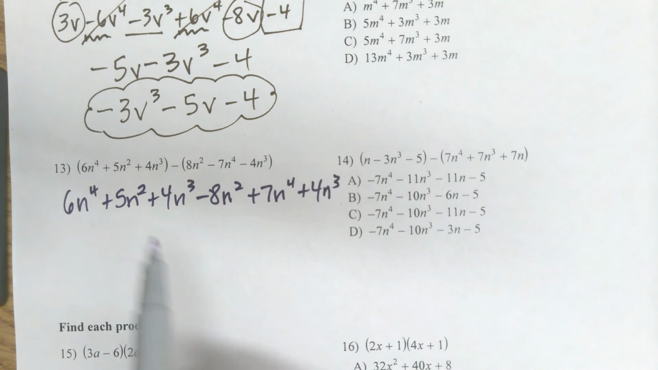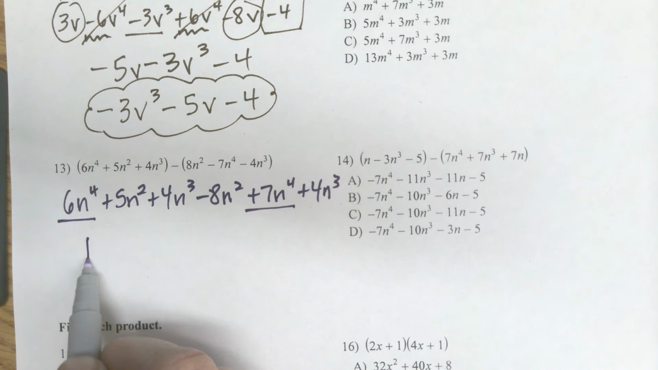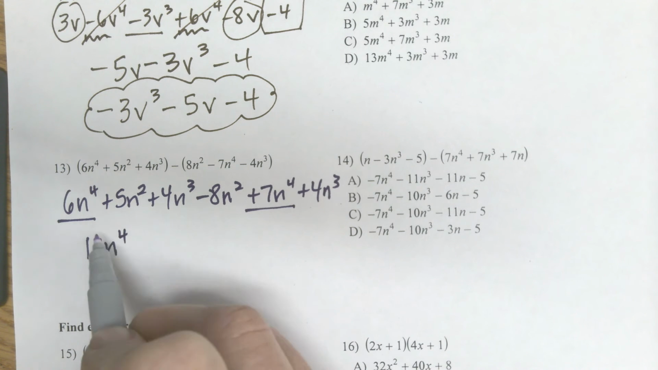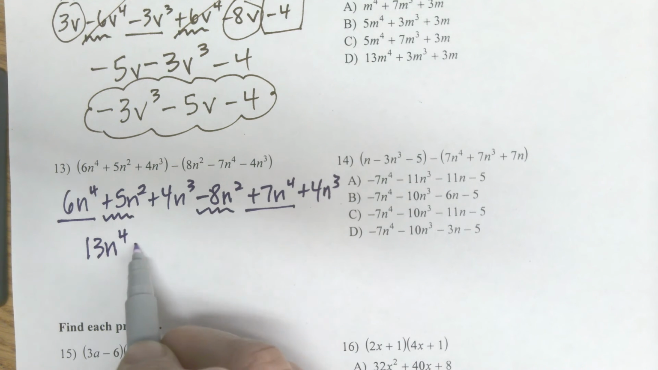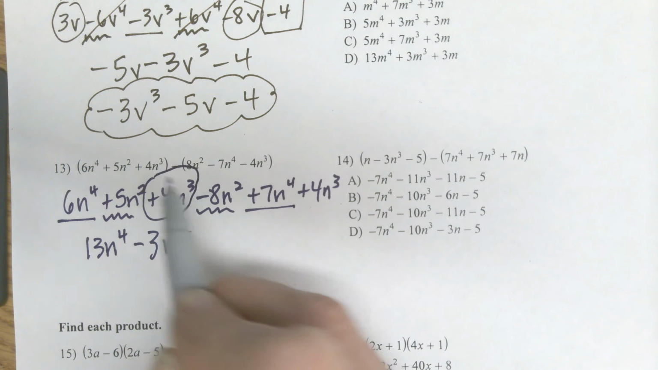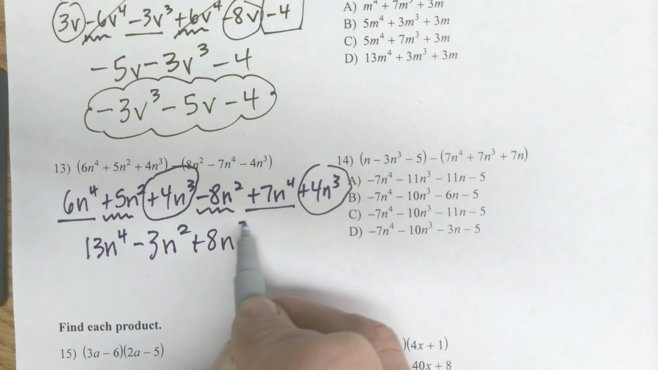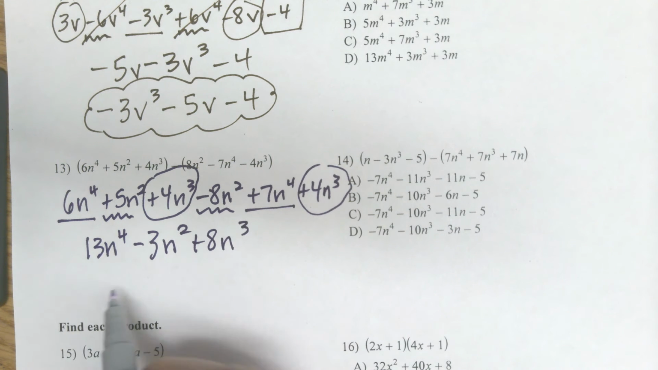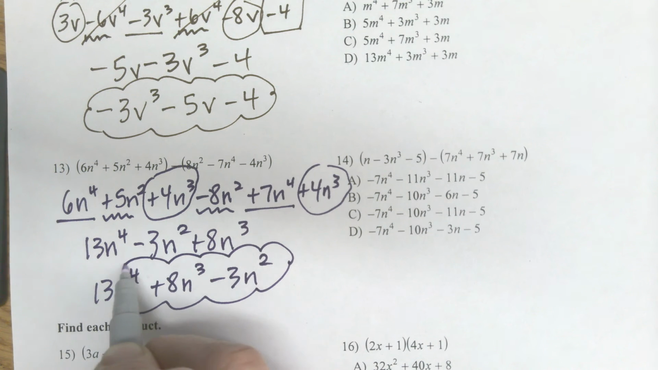And then I'll go through and do the same thing. Combine the like terms. 13n to the fourth. N squared, do I have any more? Yep, 5 minus 8 is minus 3n squared. Then I have here a 4n cubed, 4n cubed plus 8n cubed. Then I have to put it in descending order. And there's my final answer.